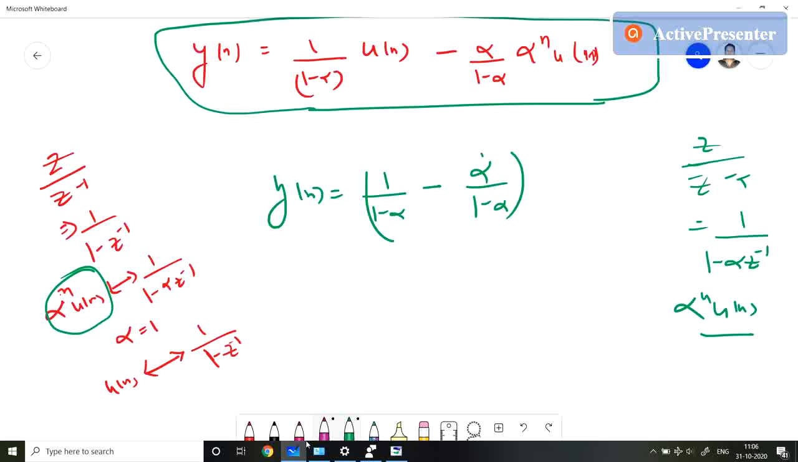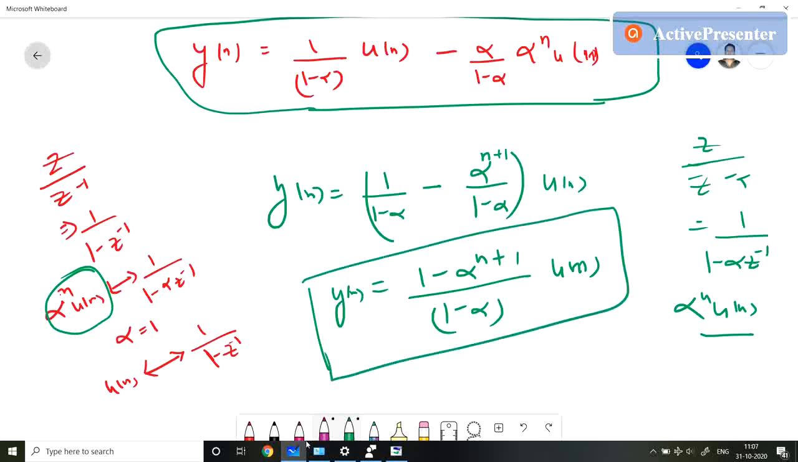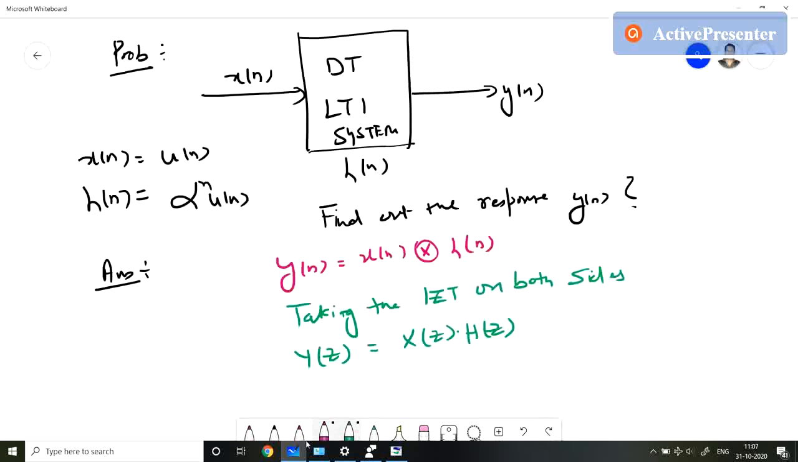Here we can write alpha raised to the power n plus 1 into u[n]. So we can summarize this as (1 minus alpha raised to the power n plus 1) divided by (1 minus alpha) into u[n]. So this is the final solution. I am again explaining the question.